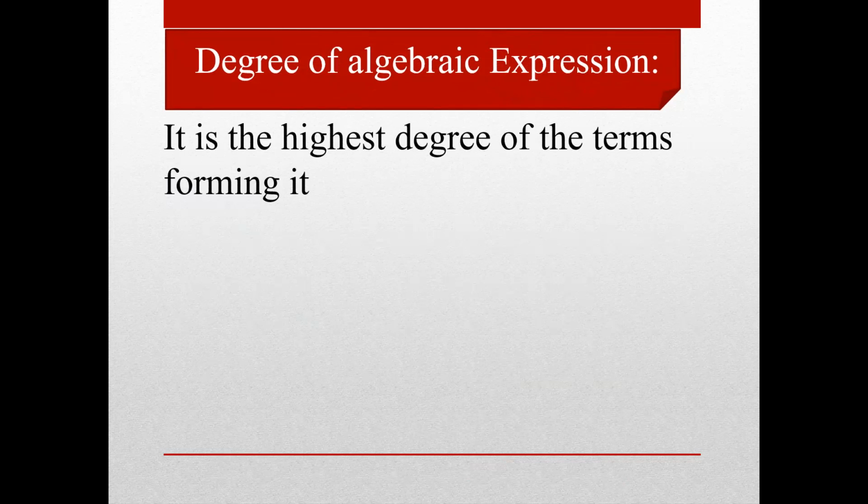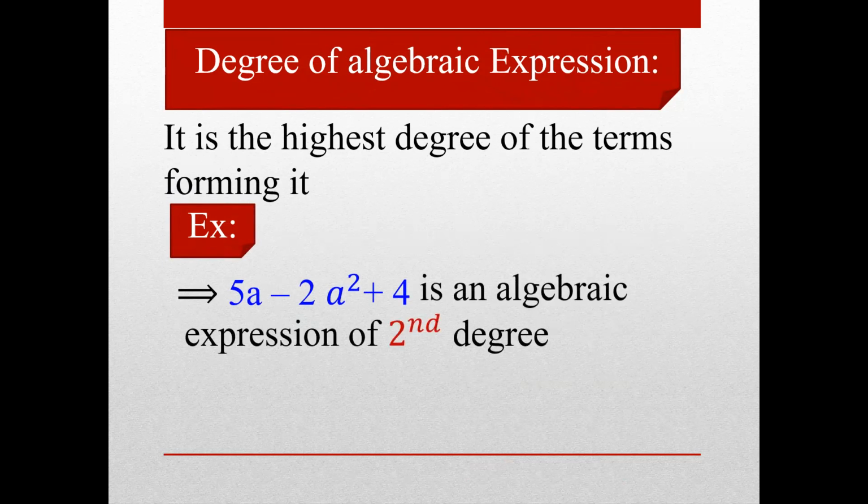The degree of an algebraic expression is the highest degree of the terms forming it. For example, the expression 5a minus 2a power 2 plus 4. Let's see the degree of each term. First term, the numerical factor is 5, and the algebraic factor is a with the first power, so the term with the first degree.